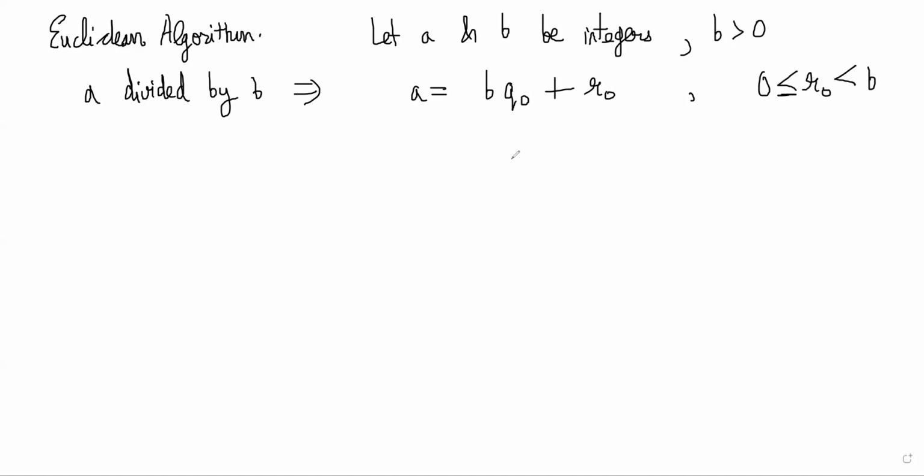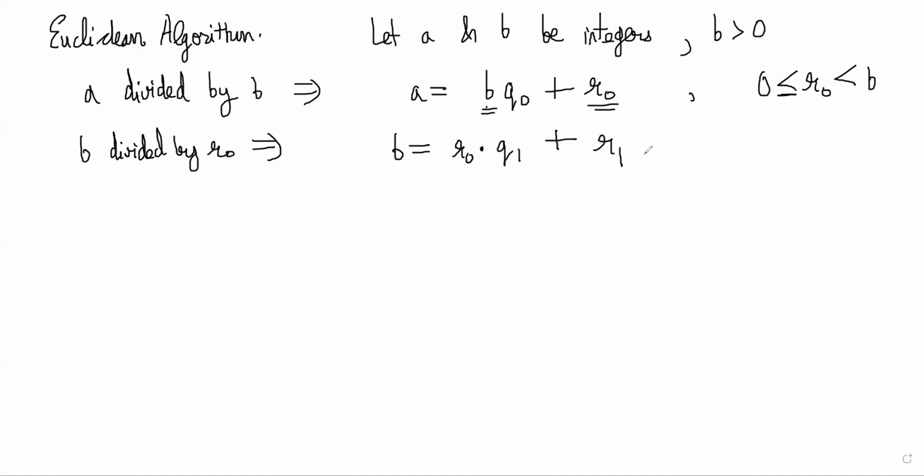Now, what we can do, the next step, we can divide B with the remainder that came here, right? So we can say B divided by r naught. So that will become B is equal to r naught times q1 plus r1, right?